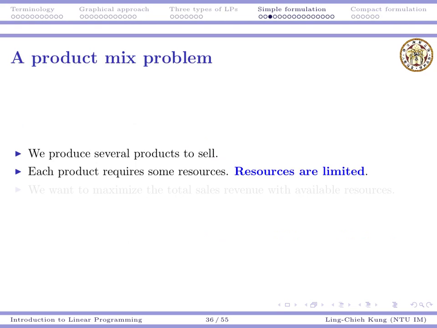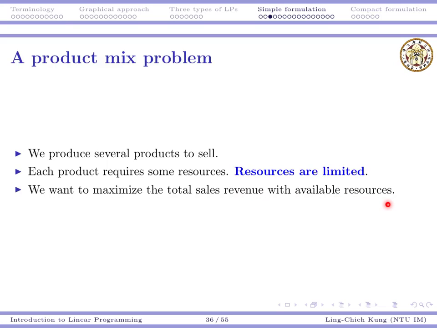The very first example, which eventually you will see is just a tiny example, is this product mix problem. Suppose we produce several products to sell, and each product requires some resources, and the resources are limited. That means we cannot produce infinitely many products. Now we want to maximize the total sales revenue with available resources.